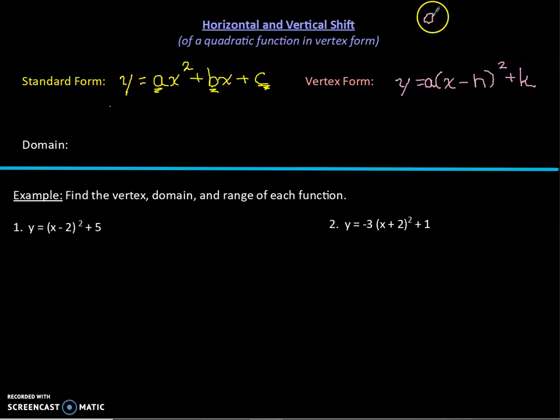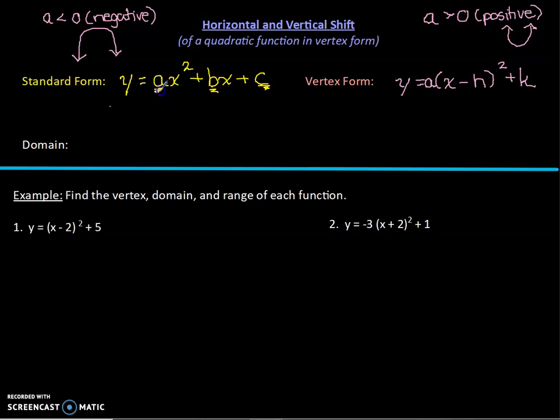So if a is greater than 0, which means it's positive, the parabola will face upwards. If a is less than 0, which means it's negative, as in number 2, notice that the amplitude, the number being multiplied in front of the parentheses in vertex form, is negative, and that tells us that the parabola faces downwards.